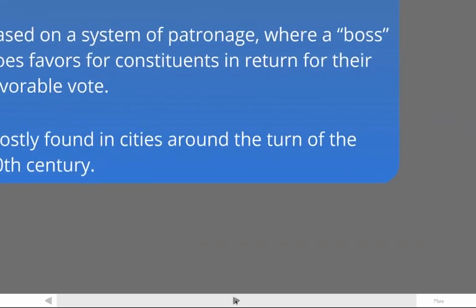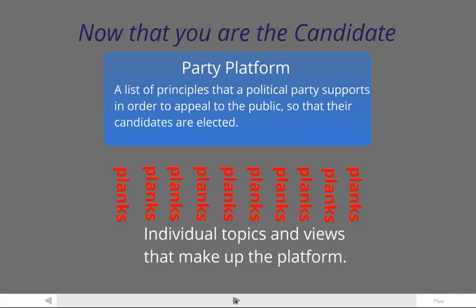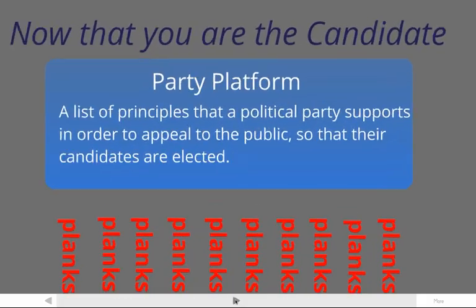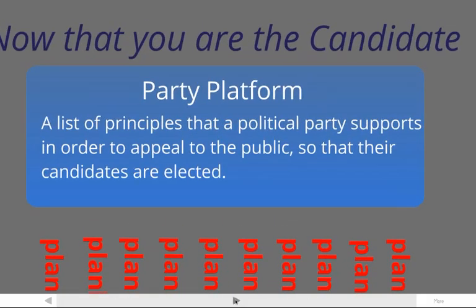Now, once you become the candidate, you meet the qualifications, you pay the filing fee, you get the signatures, then you want to create your party platform. Your party platform is essentially a list of principles. This is the stand that you take on the different issues that the public wants to hear about. So you would find that typically you're going to have a party platform that is either a little more liberal leaning or a little more conservative leaning, depending on what party is backing you.